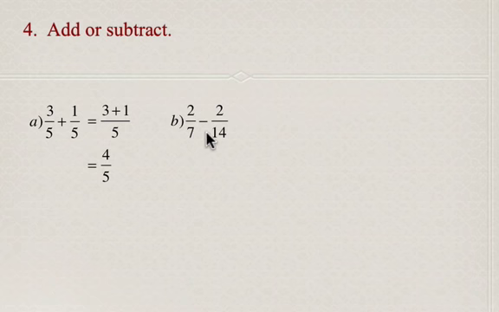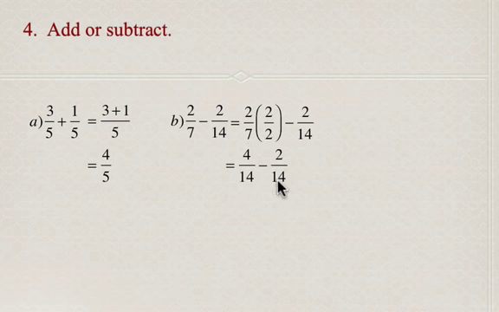our denominators are 7 and 14, so we have to express this with our lowest common denominator. So the lowest common denominator is going to be 14, so that means we have to multiply the first fraction, 2 over 7, by 2 top and bottom. And when you do this, you end up with 2 times 2 is 4, and 7 times 2 is 14. Now we have common denominators. We haven't touched the second fraction. So we subtract the numerators and keep the denominator. So the answer then is 2 over 14.